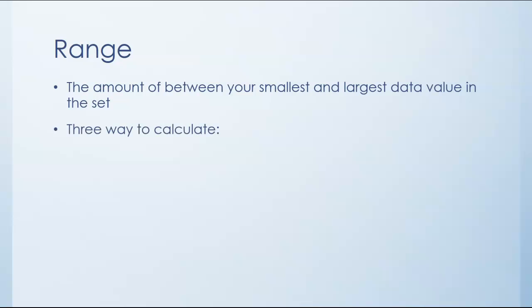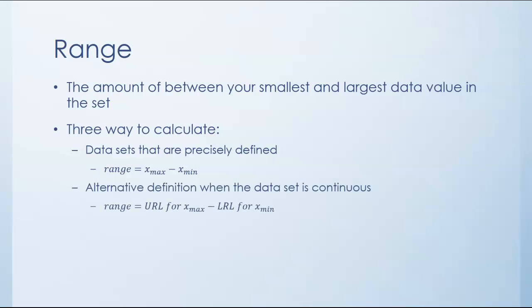There are actually three ways to calculate this. It seems kind of weird that we'd have three ways, but we do. The first is that we do the maximum minus the minimum. So basically your highest value minus your lowest value. We have an alternate for continuous. This would be something we would use like on a frequency distribution. We would use the upper real limit maximum minus the lower real limit minimum.